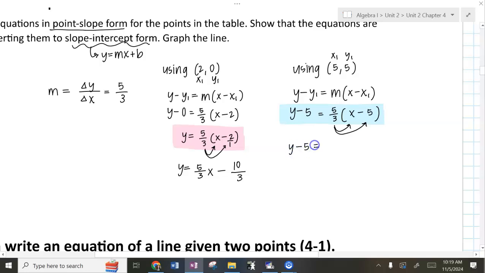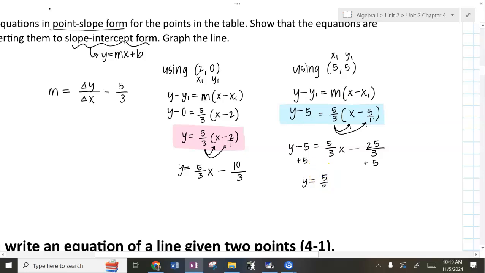Similarly, for the blue equation, 5/3 times x makes 5/3 x. A positive times a negative makes a negative. If you want to treat this as 5 over 1, so you can do 5 times 5 is 25. 3 times 1 is 3 in the denominator. Now this one's not quite finished yet because y isn't by itself. So the final step to get this one in slope-intercept form is to add 5 to both sides. Y minus 5 plus 5 makes y plus 0. But y plus 0 is just y, so now y is by itself.